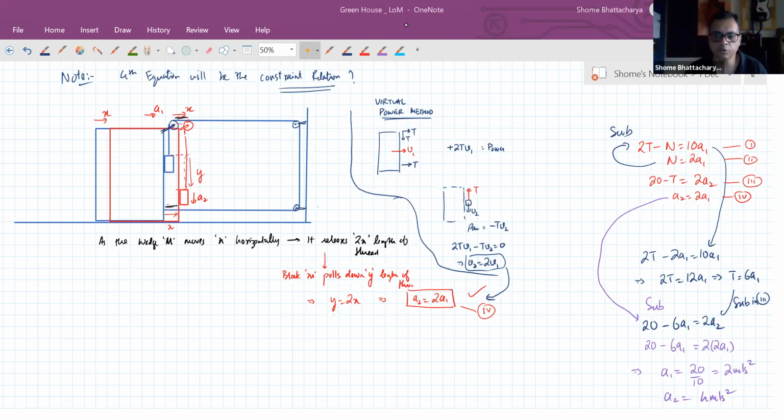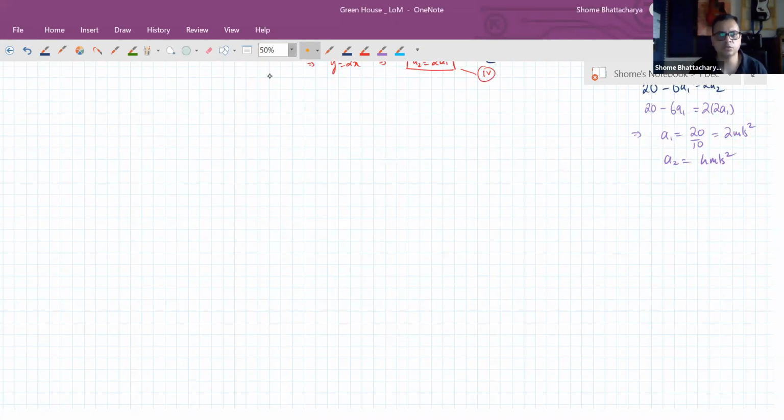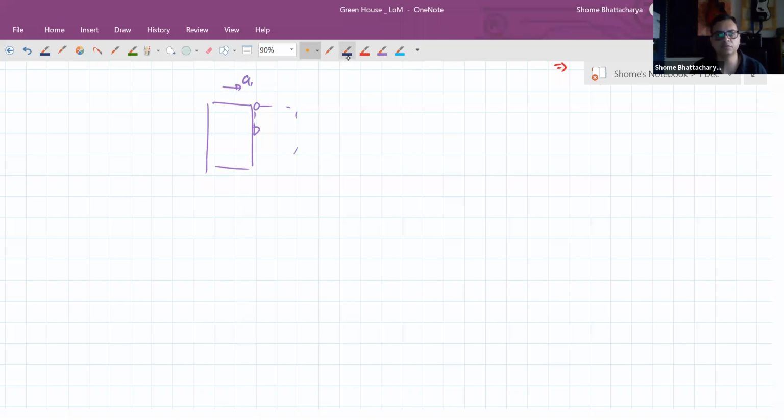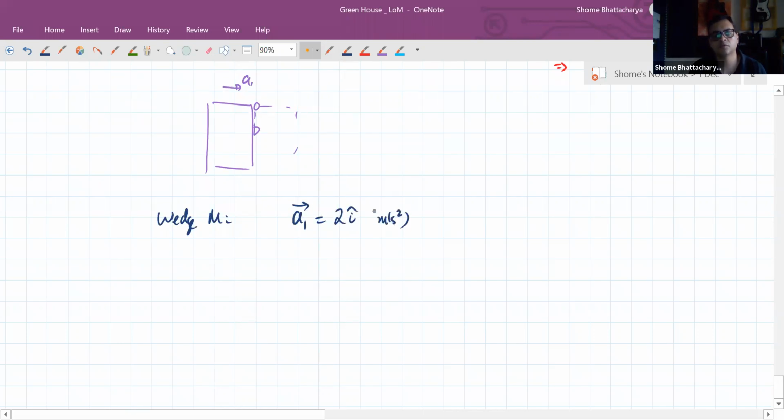Okay, people. So hope the solving of free body diagrams and the final equations are clear. Now, just to work out the accelerations, so you can see that this block, this string and all this is there. Now, this is going in the ground frame only at a1. So as far as the wedge capital M is concerned, it has an acceleration of 2 i cap horizontally like this only.